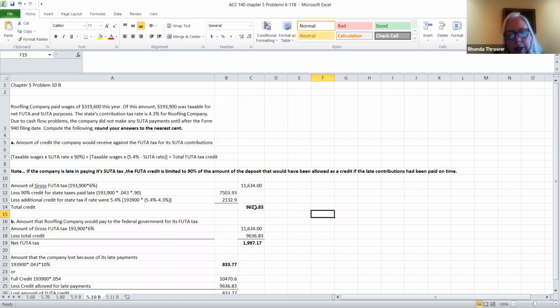The total credit would be subtracted from the gross amount of FUTA, which I restated here so that you can determine the net amount of FUTA taxes that is owed by this company. So the gross amount was 6%. The amount of the credit that was allowed is only $9,636.83. The difference is the amount of taxes that are owed by this company.